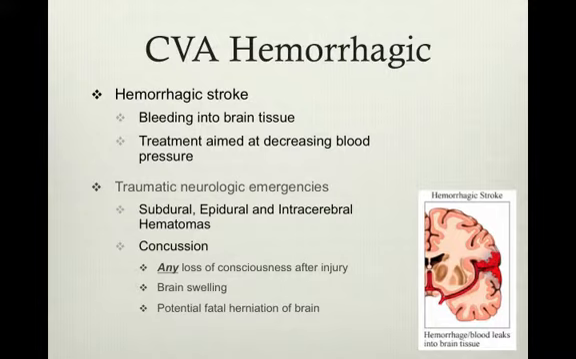Some of these, the subdurals, actually bleed slow because they're generally venous, and then the epidurals bleed quite rapidly because they are generally arterial. The intercerebral hematomas are in all of the nooks and crannies. So any space that there's in there, there's void, the blood will be just filling that area, and they develop intracranial pressure, but it's kind of everywhere. And a concussion, any loss of consciousness after injury, brain swelling, potential fatal herniation of the brain may actually occur.